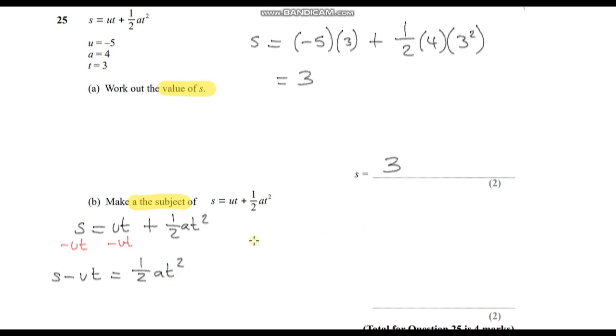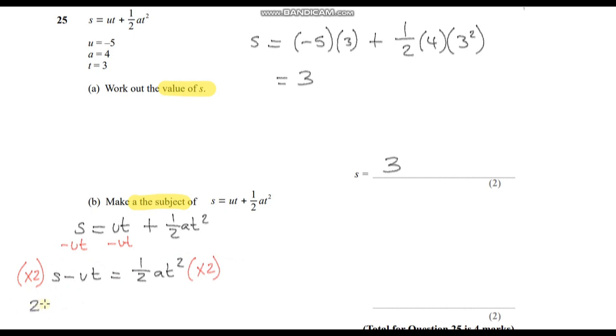Okay, now again, we want to get A the subject. So at the moment we've got half here. So to get rid of that half, well, I can just multiply both sides by 2. If I multiply this side by 2, 2 times a half is 1. So it will just get rid of this half. So if I multiply both sides of my equation by 2, what am I left with? So I'm going to multiply this whole thing by 2.